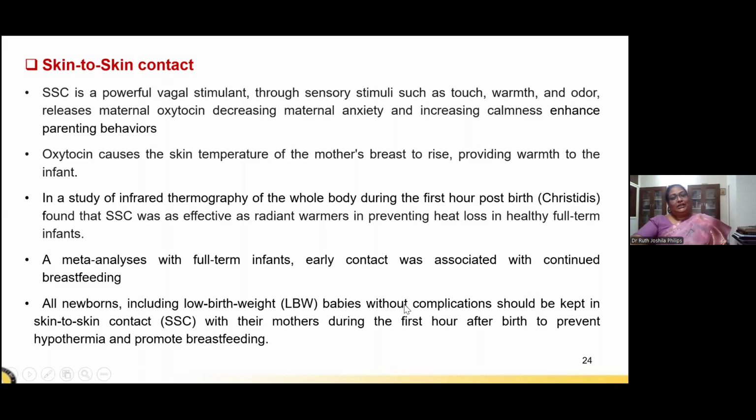So it also initiates early contact, bonding is improved, and the baby also starts breastfeeding, which is going to be continued. So skin-to-skin contact has a lot of advantages, both for the mother as well as the baby.